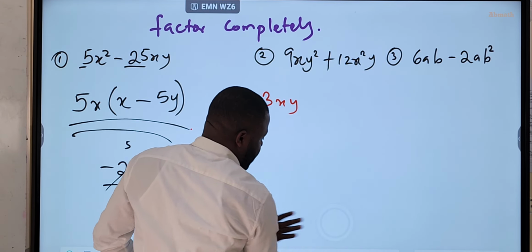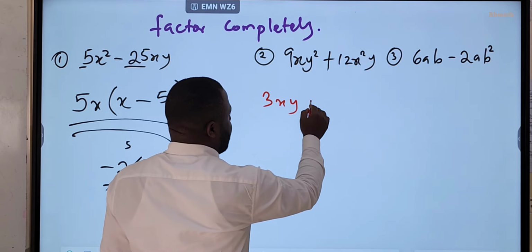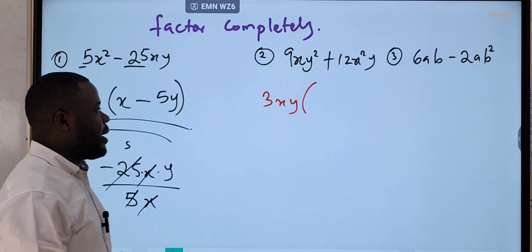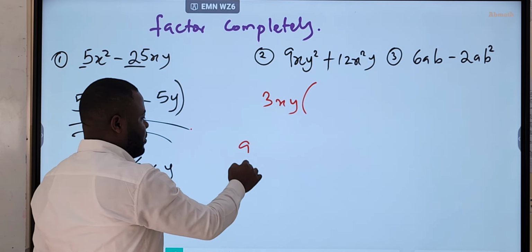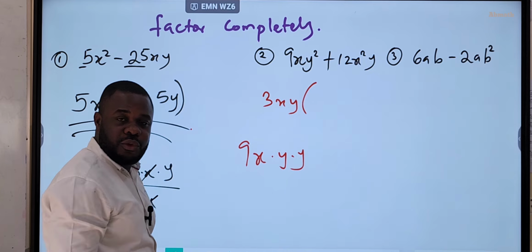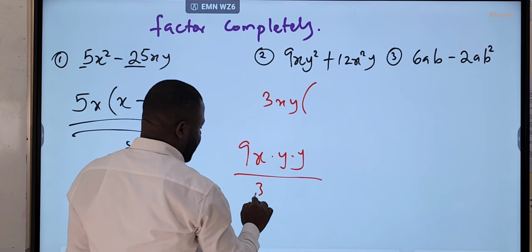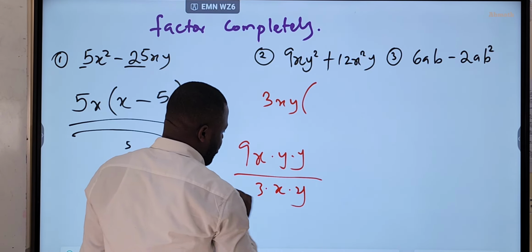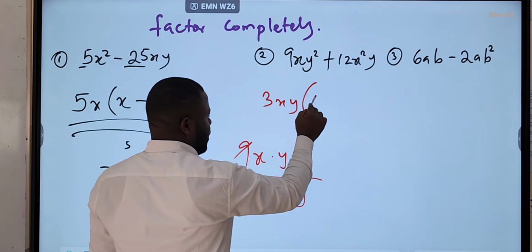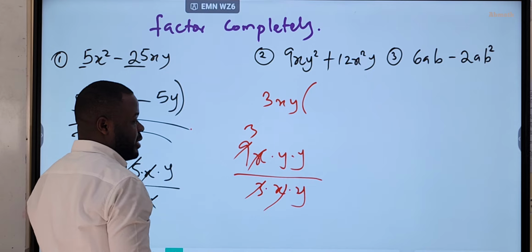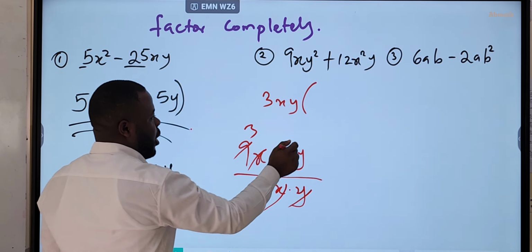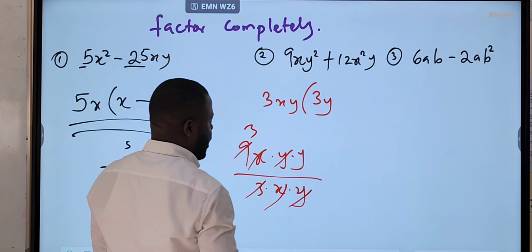So with this, the next thing you need to do, just like we did before, is put out your bracket. So you say 9x multiplied by y multiplied by y. That is what this y squared simply means. You have 3 multiplied by x multiplied by y. So 9 divided by 3, remember we did it before, is going to be 3. So this x will cancel this x, and y will cancel y. So what do we have left? 3y. So write 3y.